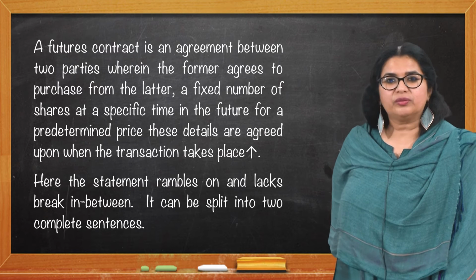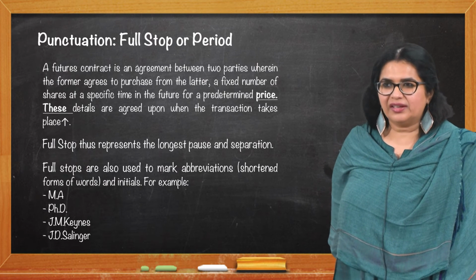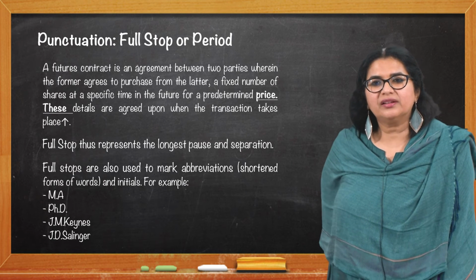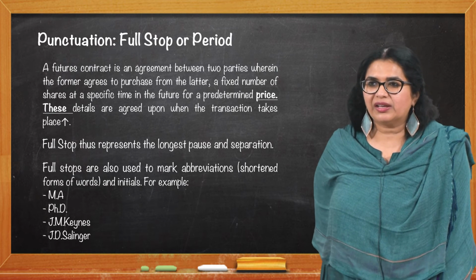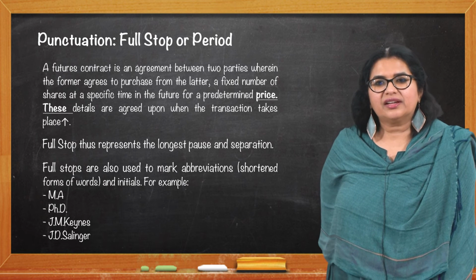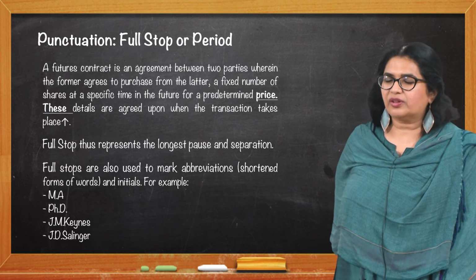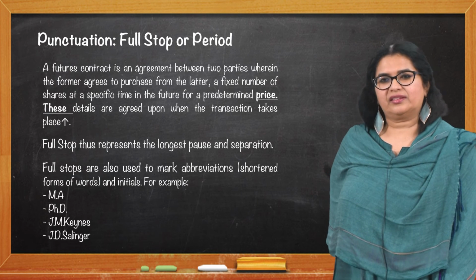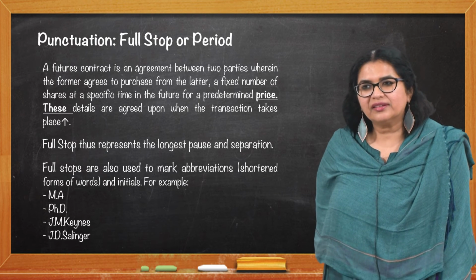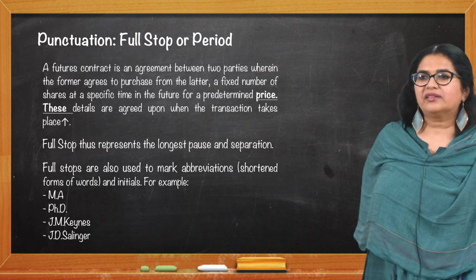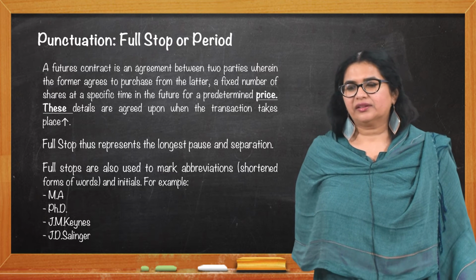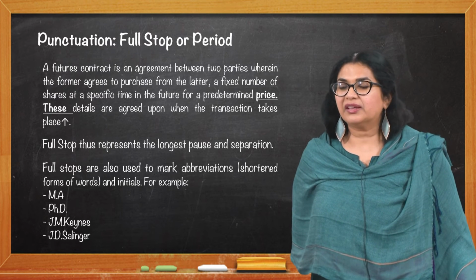Okay, so, that is how you should be able to do, and here you are given the example. A futures contract is an agreement between two parties wherein the former agrees to purchase from the latter a fixed number of shares at a, dash, etc., and these details are agreed upon when the transaction takes place, full stop again. So, two breaks in this sentence. I am sure you will agree that this second example makes much better reading. It is less confusing, less rambling, and makes better sense.